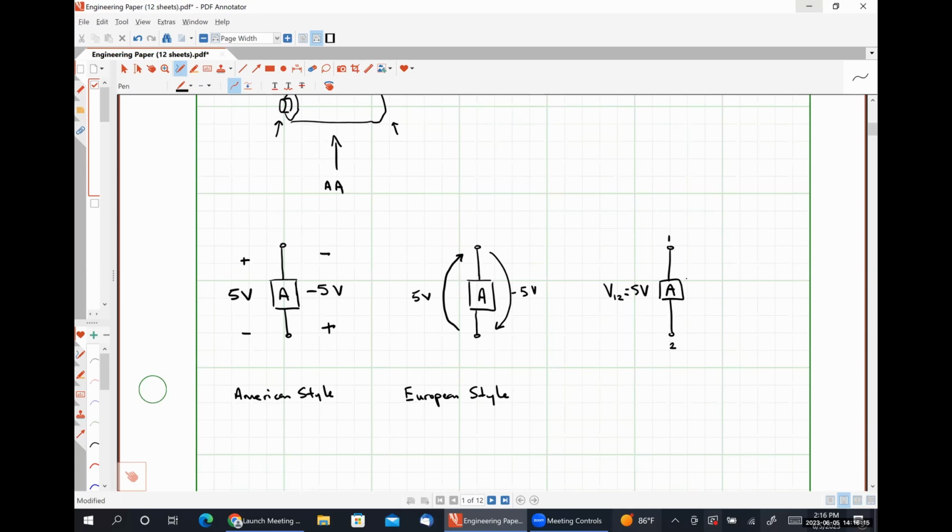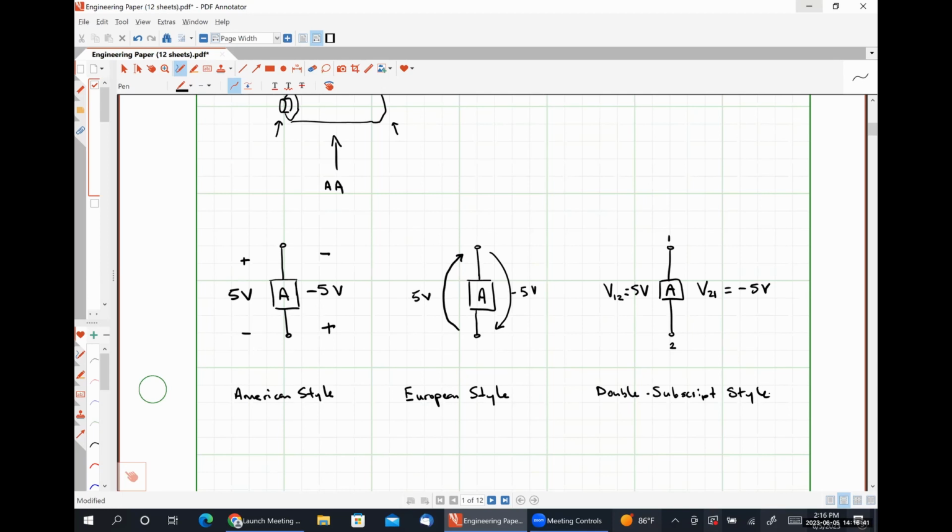If I want to swap the polarity, I simply swap the order of the subscripts, and in this case, that would give me negative 5 volts. So this is what's called a double subscript style. And we will use this notation a little bit in this class.